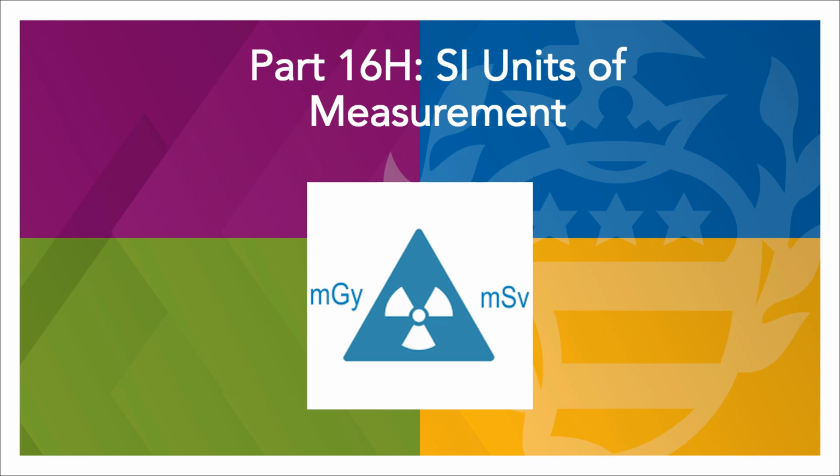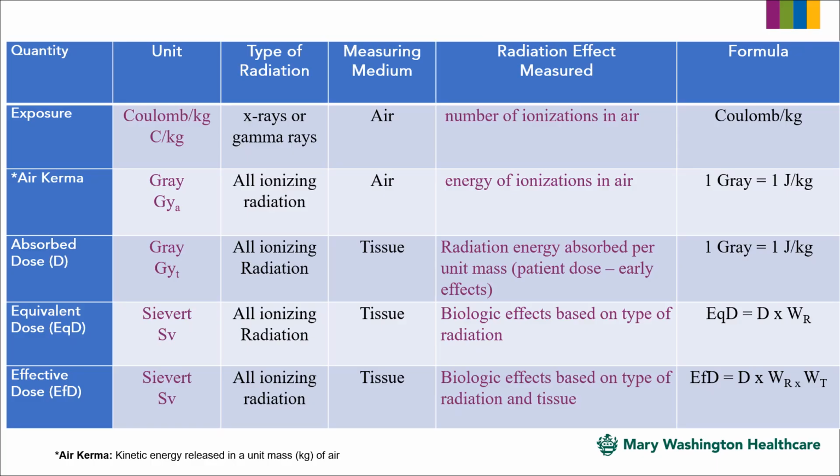This is the video lesson on 16H on SI units of measurement. So let's begin by talking about exposure. Exposure is looking at the Coulomb per kilogram. So Coulomb per kilogram, we're looking at X-rays or gamma rays. Our measuring medium is the air, and the effect measured is the number of ionizations in air. The formula is the Coulomb per kilogram.